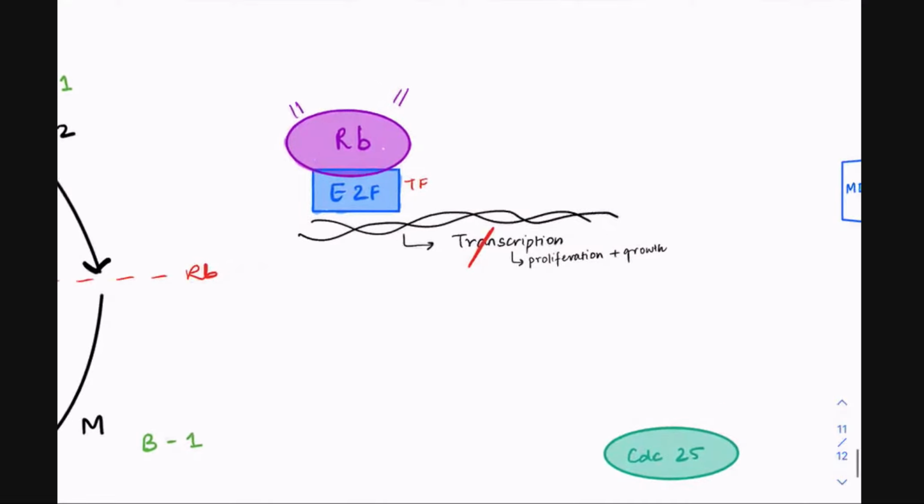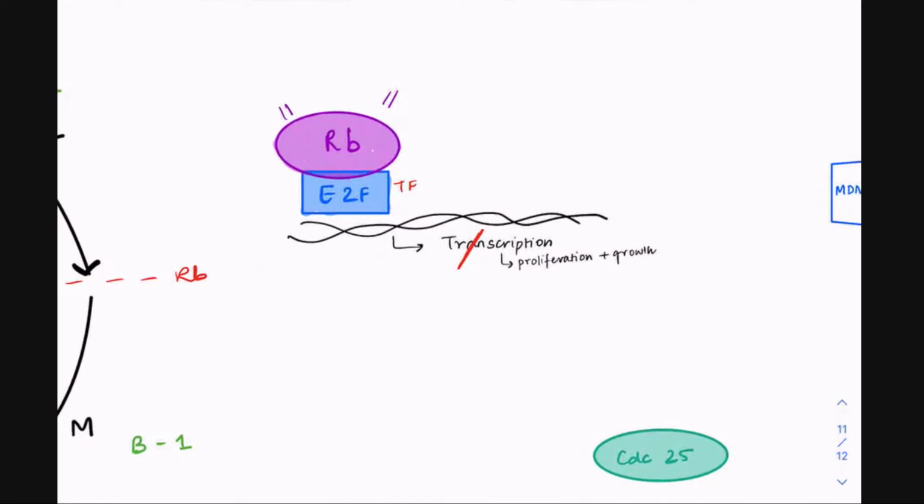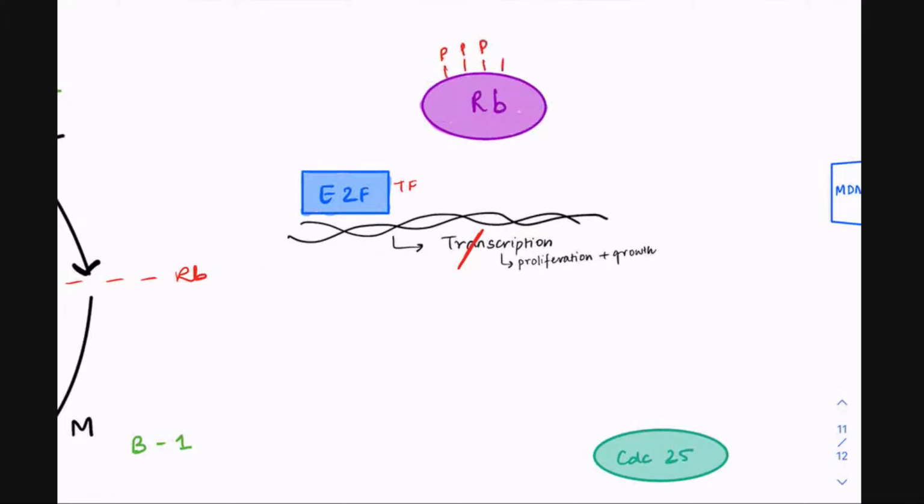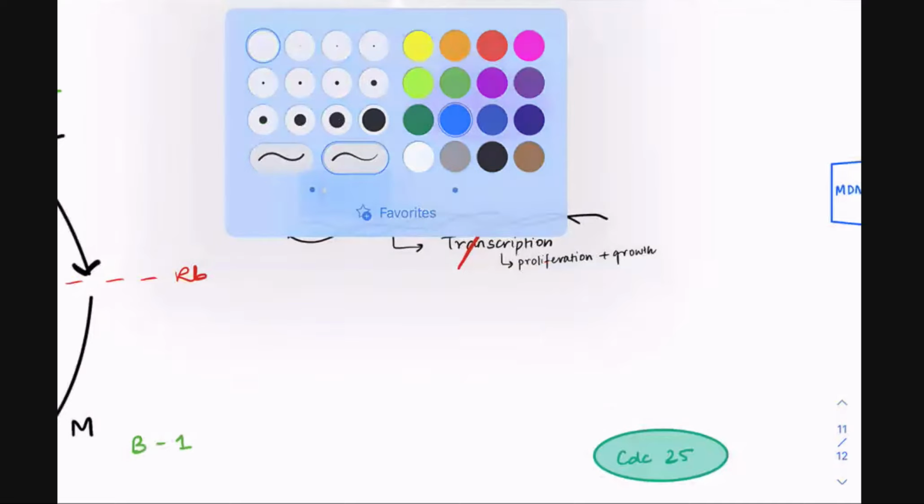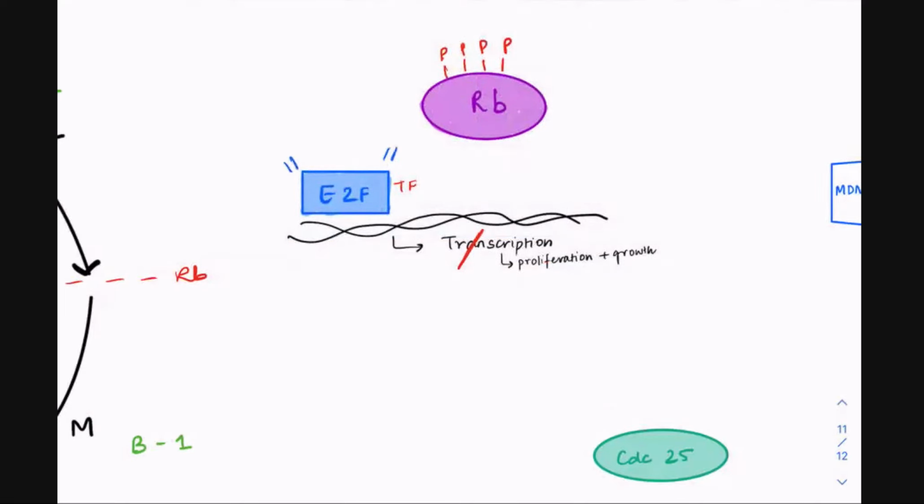If everything looks good though, and we want to proceed with the cell cycle, we have to inactivate RB. And how do we do that? To inactivate RB, we have to phosphorylate it. And we add phosphates to RB to shut it down. This allows us to activate our E2F, and the transcription factor is activated, and it can go on to transcribe the things we need for proliferation and growth and continue on with the cell cycle.